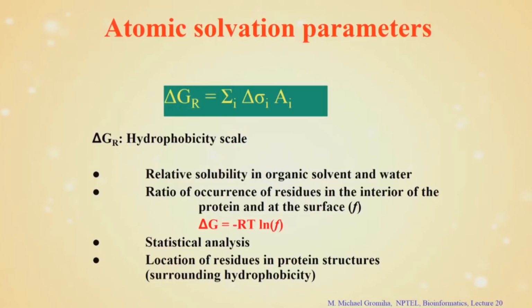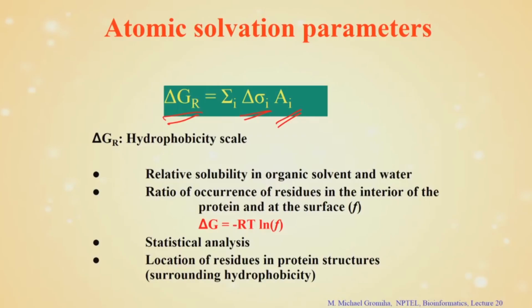Now, we have the folded state, then you can calculate, but the problem is how we get the delta sigma I. We need to calculate it. Then how to get this delta sigma I? So, we relate delta sigma I with respect to accessibility and the hydrophobicity. Here delta GR represents the hydrophobicity scale.